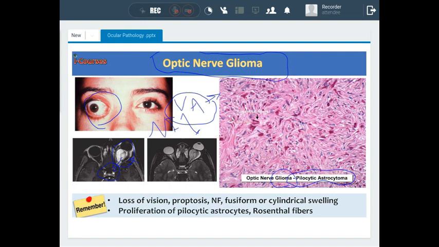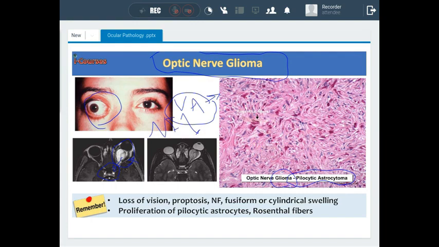The optic nerve glioma is more commonly benign in nature and common in the young age group. This is in contrast to the malignant form, which is glioblastoma multiforme. Glioblastoma multiforme will cause rapid mortality within 6 to 12 months. But this is not the case here.